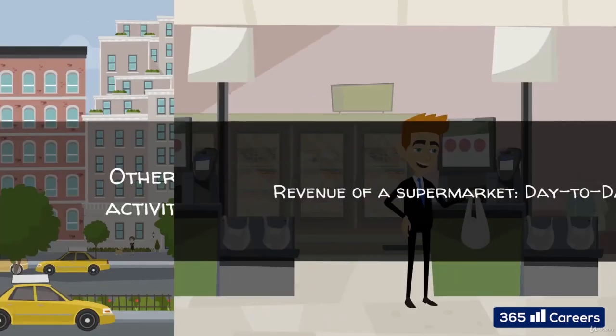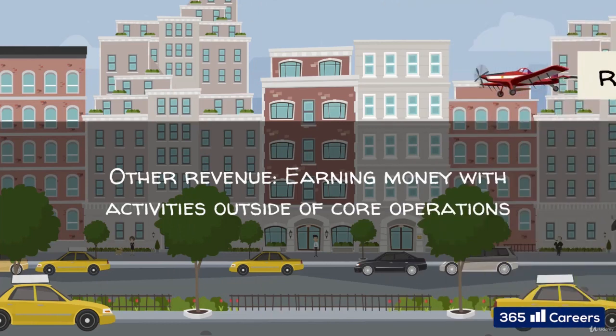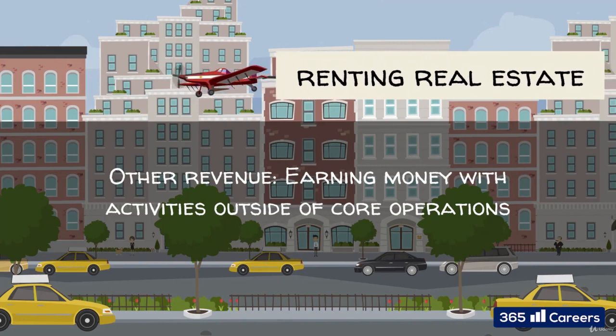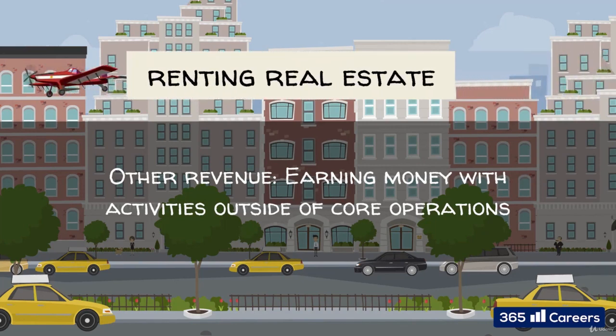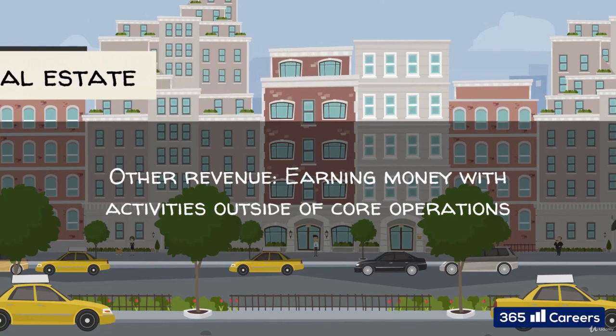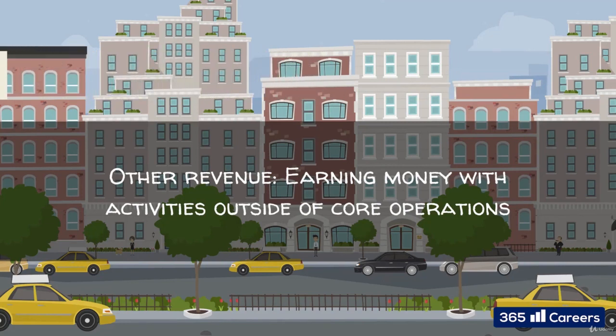There can be other sources of revenue. Companies can and do make money outside of their core operations. For example, they can earn money by renting some of their real estate, or by selling goods they rarely sell. The account that unites these sources of additional revenue is called other revenue.